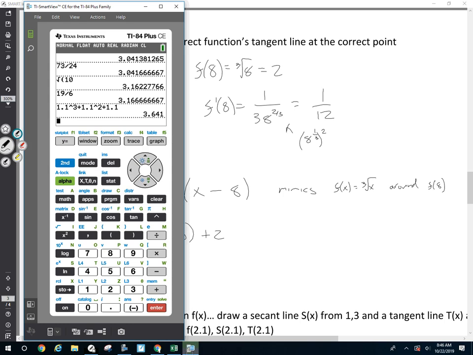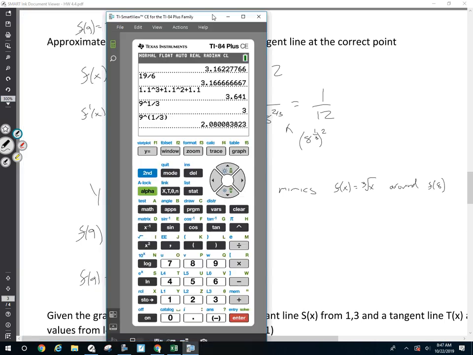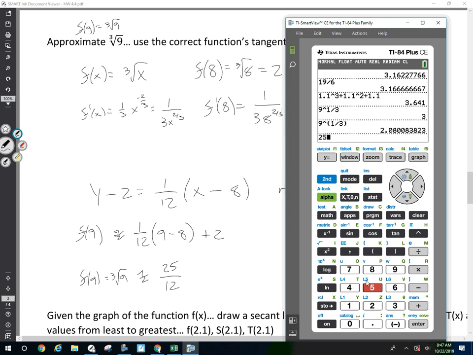Okay, watch this. 9 to the 1/3. Order of operations. 25 twelfths is 2.083.